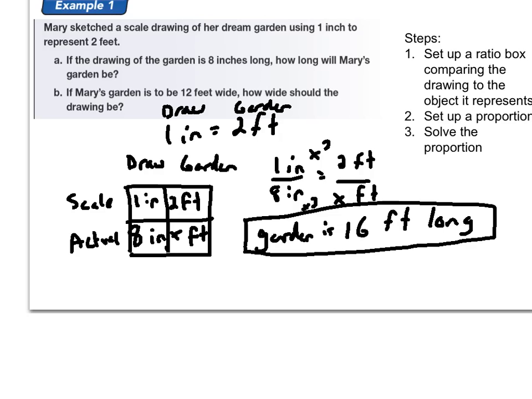Now we know that Mary's garden is 12 feet wide. We want to know how wide the drawing should be. So again, we're going to set up the same ratio box here.